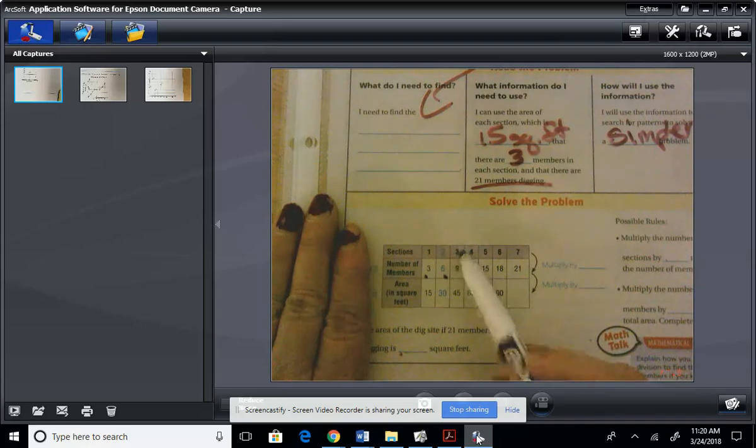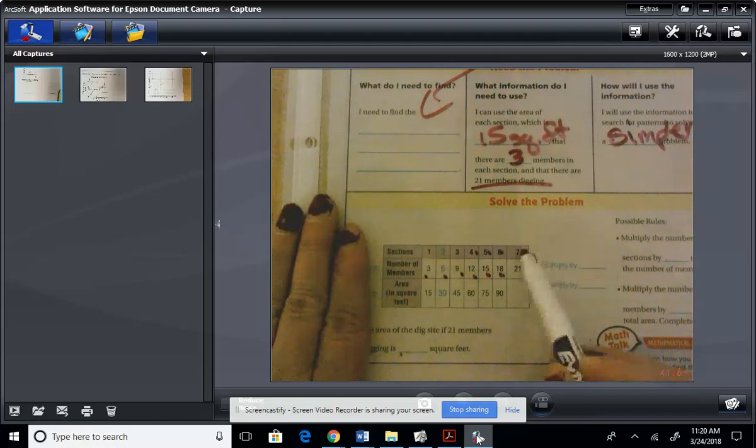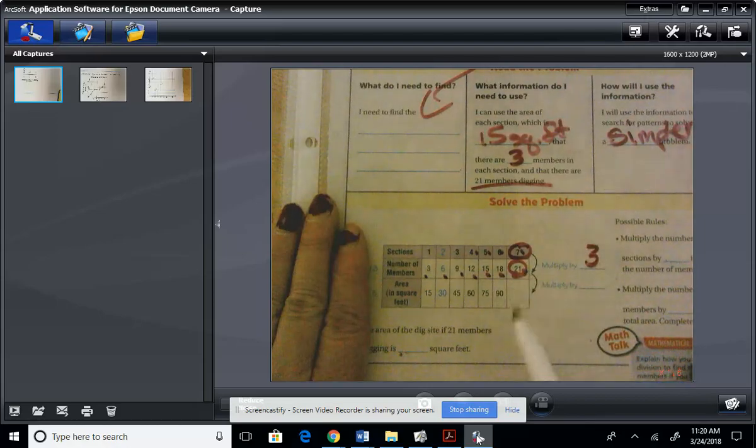If I had 3 sections, it would be 9. If I had 4 sections, 12. 5 sections, 15. 6 sections, 18. 7 sections, I would need 7 sections if I had 21. What did I do? I did 7 times 3 equals 21.